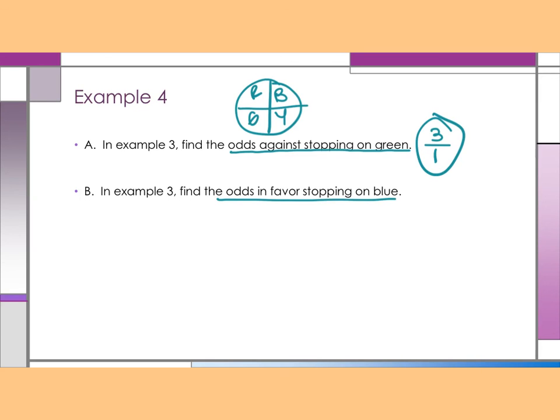The odds in favor of a blue, I want to figure out how many options there are that are blue. There's 1. Over how many options that are not blue? 3. Easy stuff, right? You just have to remember that with odds it's not all of it, where the probability would be 1/4 here, or 3/4. With odds, you don't count whatever it is you're trying to count on the bottom.